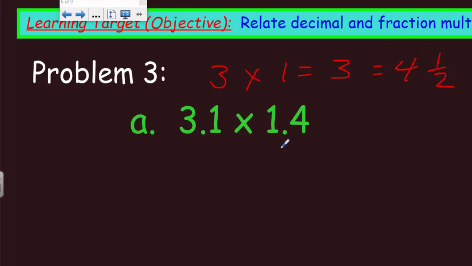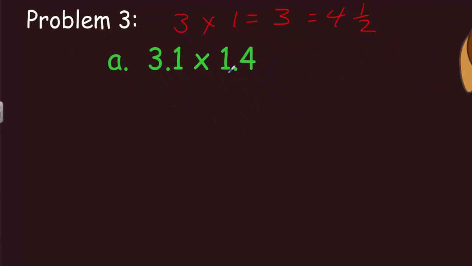Did that make sense to you? This is about 1.5 times 3. So we kind of think 1.5, 1.5, 1.5. That's closer to 4.5. All right.